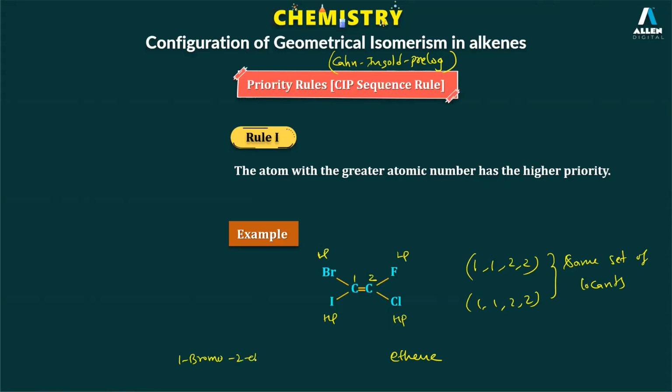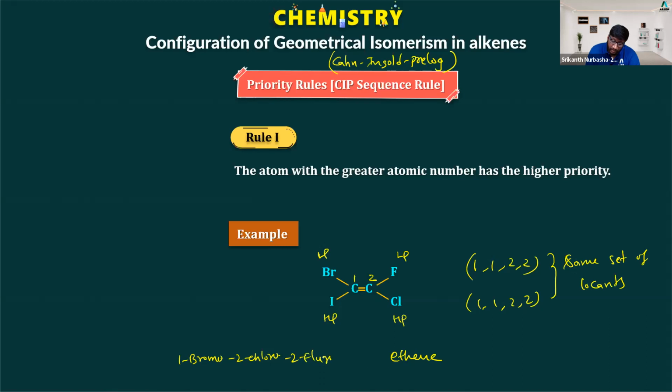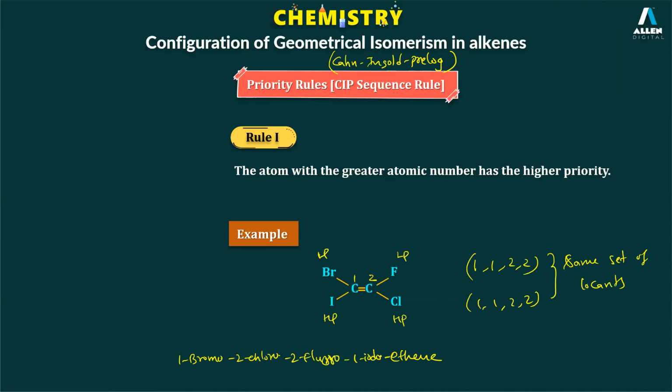1-iodo. So 1-bromo, 2-chloro, 2-fluoro, 1-iodo, ethene. This will be giving the name of the structure. 1-bromo, 2-chloro, 2-fluoro, 1-iodo, ethene.